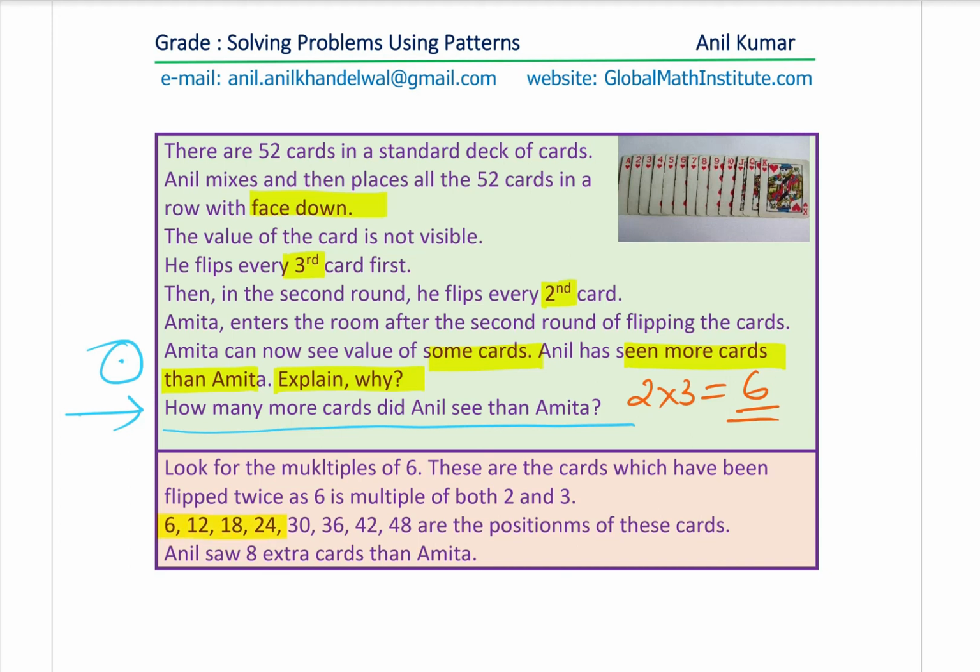6, 12, 18, 24, 30, 36, 42 and 48 are the card numbers which Amita could not see, but Anil saw after the first flip. In the second flip, they were again turned, flipped over, so Amita could not see. So that is how we can answer the question. Anil saw 8 extra cards than Amita.